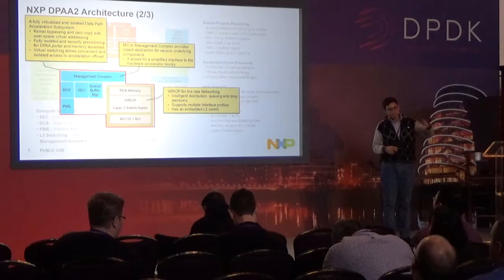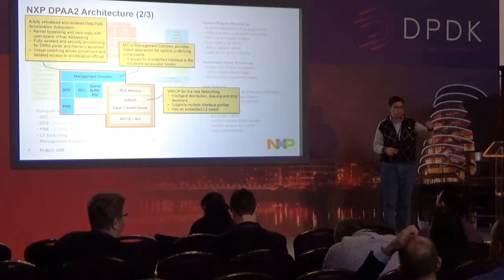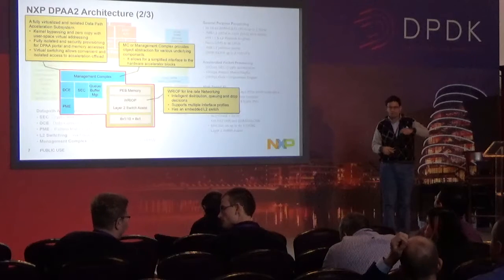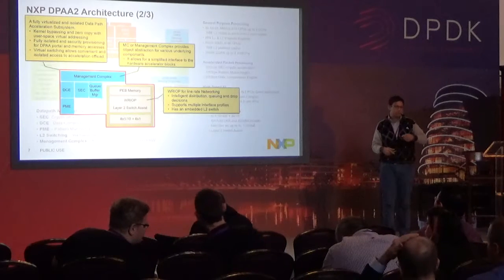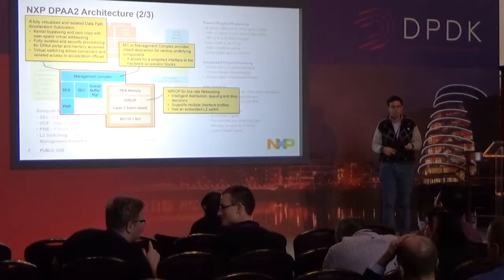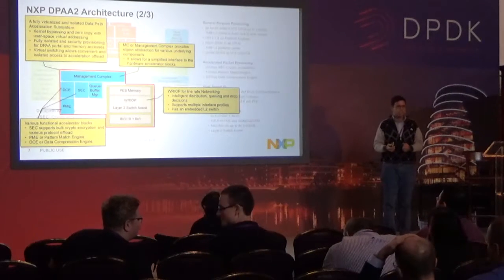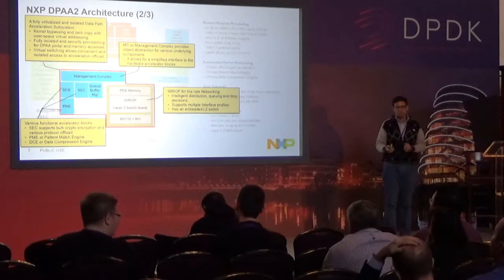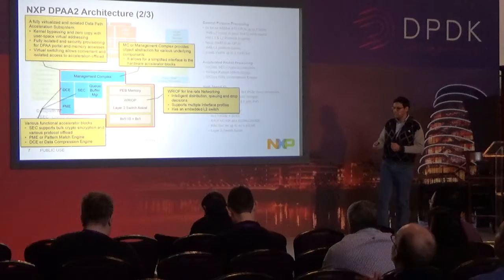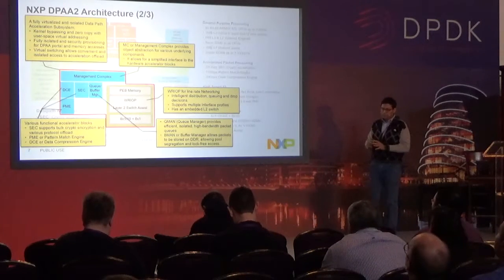The WRIOP is essentially the block which takes the packet or puts the packet back in the queues. It is intelligent enough to do some sort of distribution and queuing, and has an L2 switching built in. There are other blocks like the data compression engine, that is DCE, the PME or pattern matching engine, and the ACC. The heart is the buffer manager.